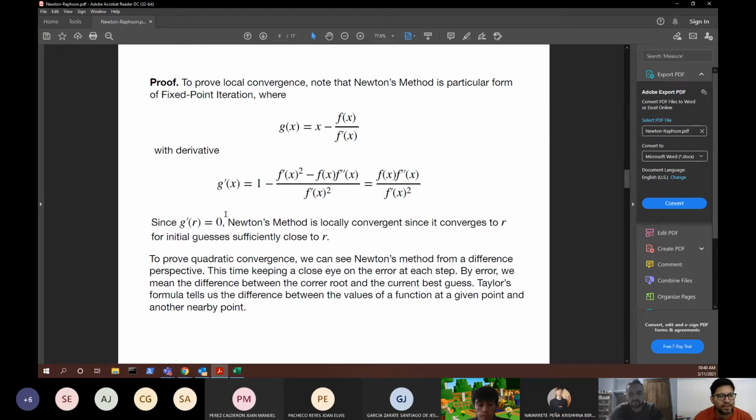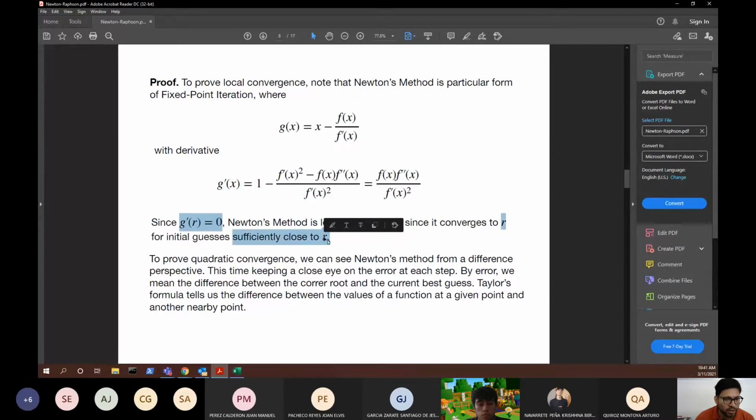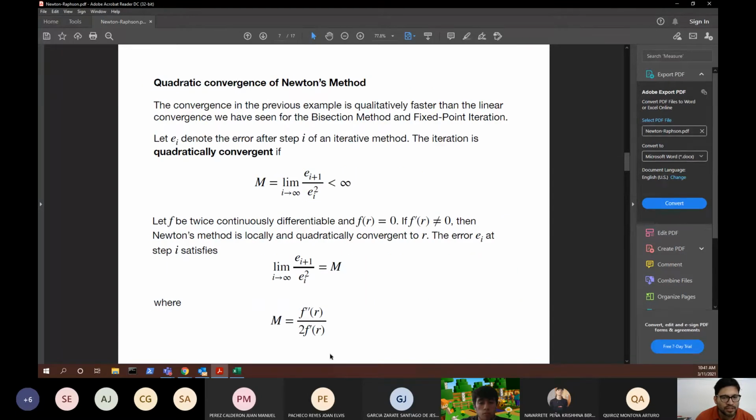And now if we actually observe this, if we have the root, any root of this equation, we will observe that the first derivative of the g function evaluated in R is going to be equal to 0. Okay, so Newton's method is locally convergent since it converges to R for initial guesses sufficiently close to R. So this is the proof that we are seeing a local convergence here.